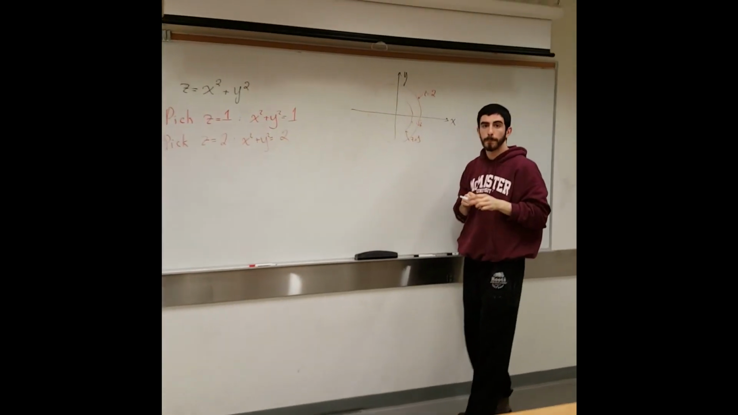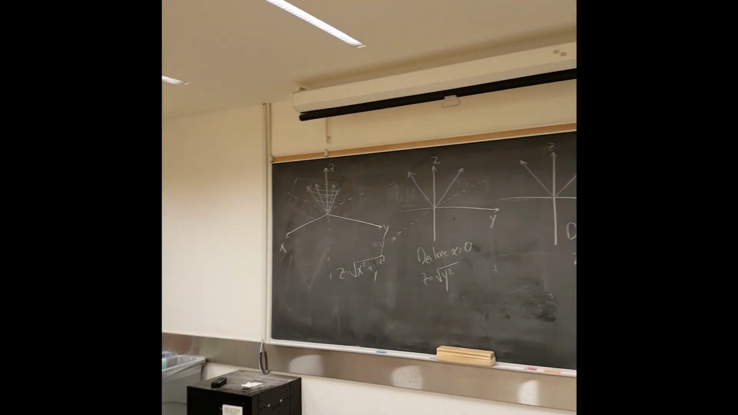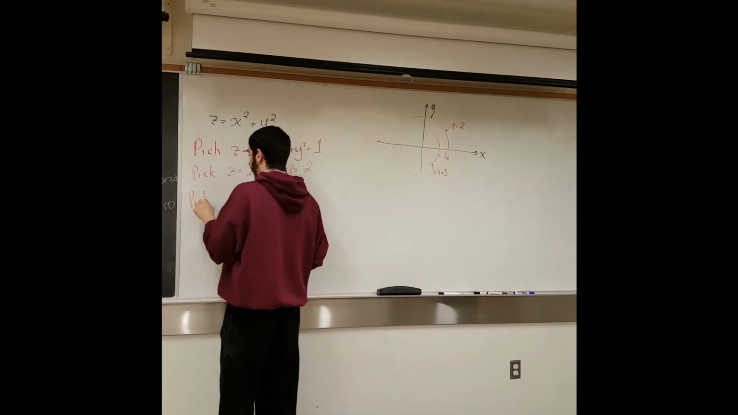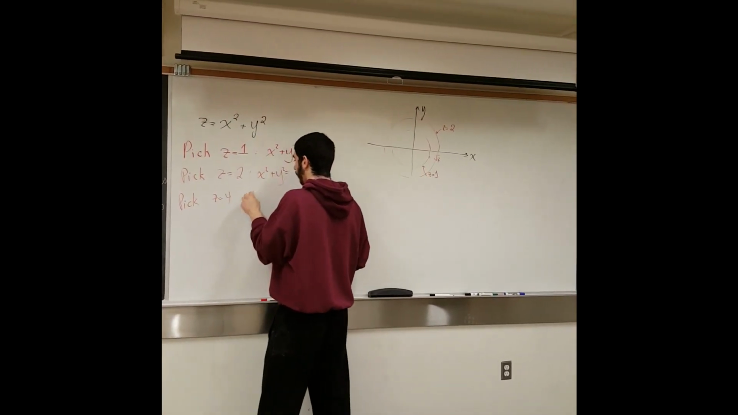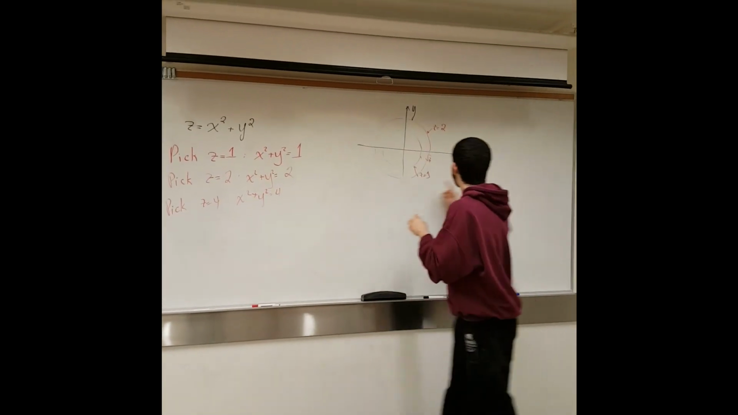This is so much less fun than the previous one. It was so easy before; when it was a square root, the radiuses were so easy. Okay, let's do 2 more. Let's pick z equals 4. X squared plus y squared is equal to 4. That's a circle of radius 2.